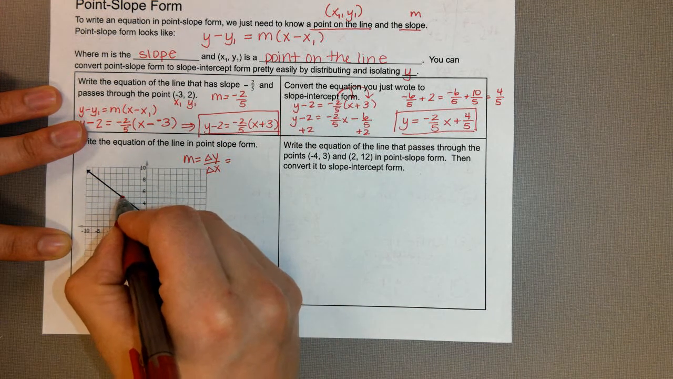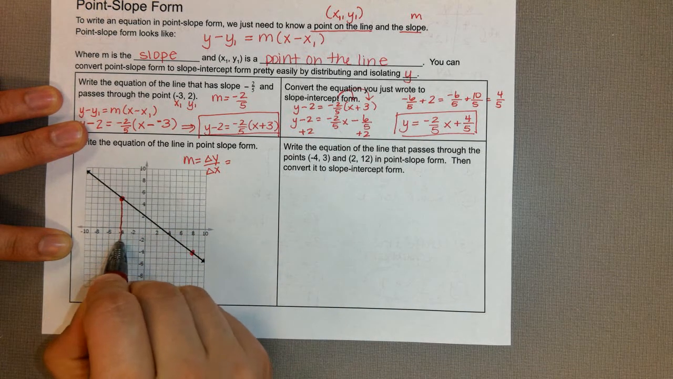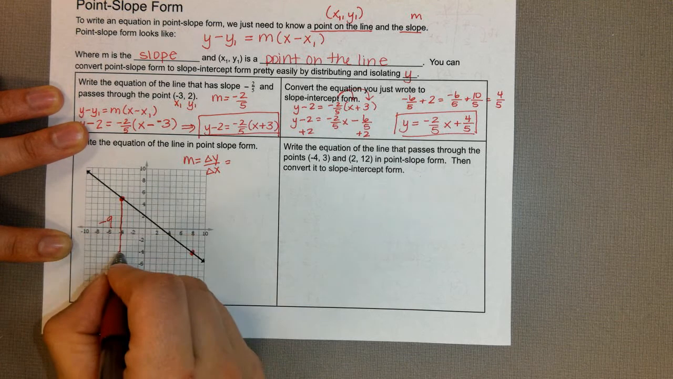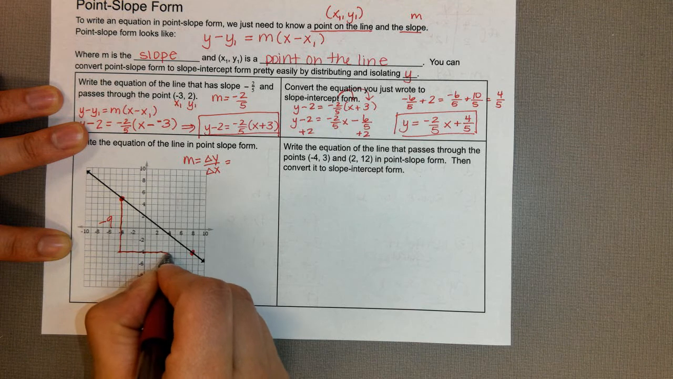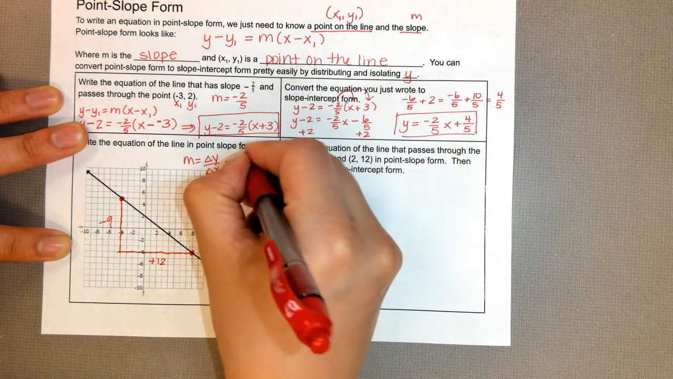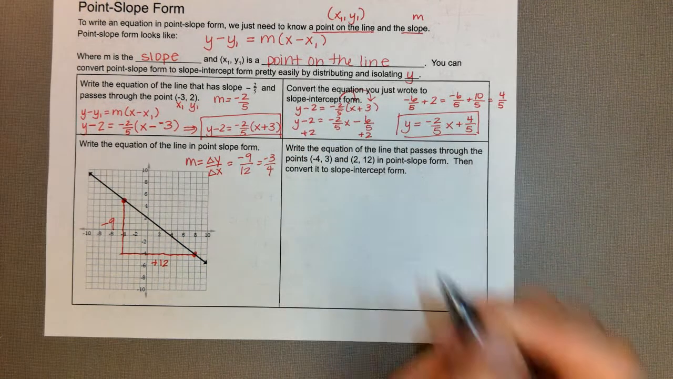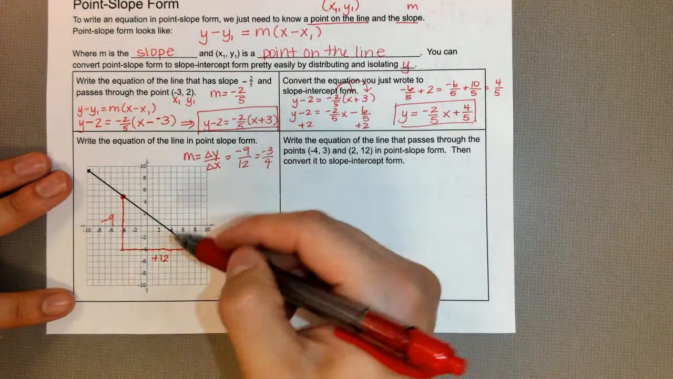If I go down 1, 2, 3, 4, 5, 6, 7, 8, 9. So I went down 9. And I went to the right 1, 2, 3, 4, 5, 6, 7, 8, 9, 10, 11, 12. So that's plus 12. So my slope is negative 9 over 12, which is negative 3 over 4. And now I'm going to choose one of these points and write the slope-intercept form.